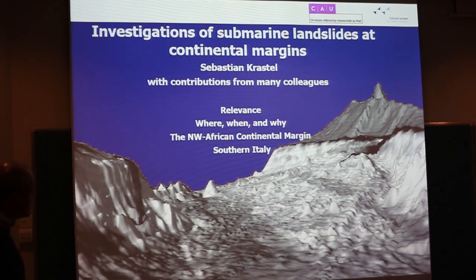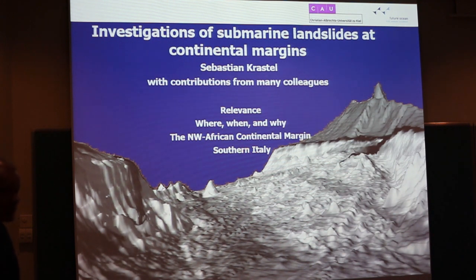And I structured the talk in that way that I started talking about the relevance, why is it important to investigate submarine landslides, and I will try to answer, and I will not really be able to do that, where, when, and why submarine landslides may occur. And then I will show you two case studies. One is from the Northwest African continental margin, and one is from southern Italy.